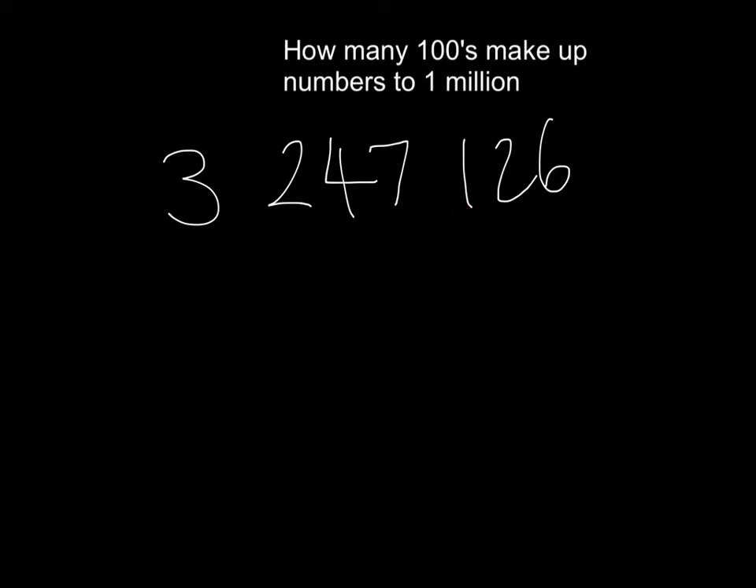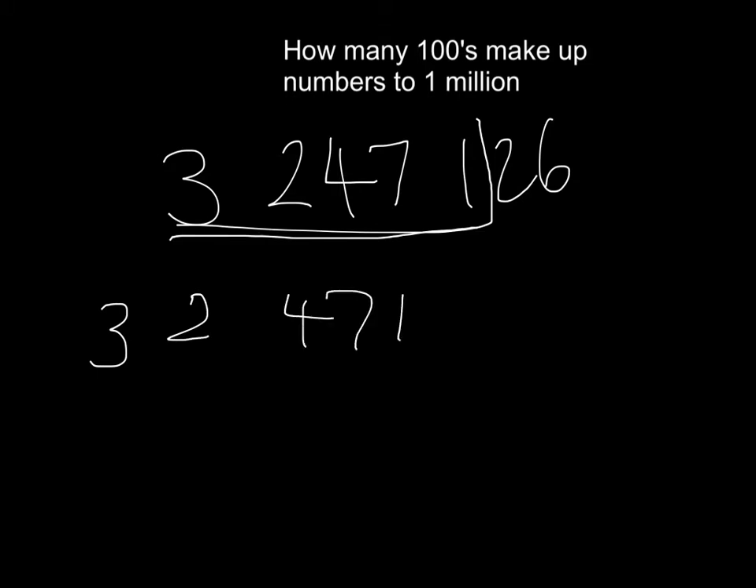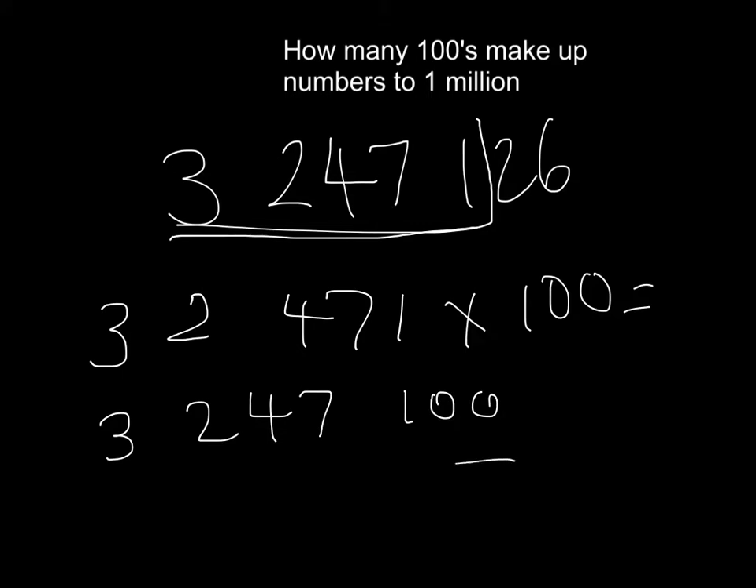So when I find out how many hundreds, I take from the hundreds column and I go with all those numbers ahead of it. 32,471 times 100 equals 3,247,100. That tells me how many groups of 100 make up this number, and I've got a remainder of 26 because it's not in a group of 100.